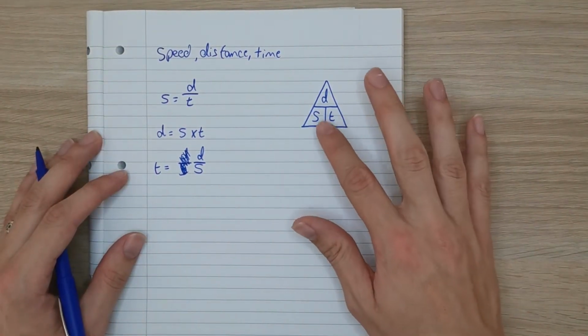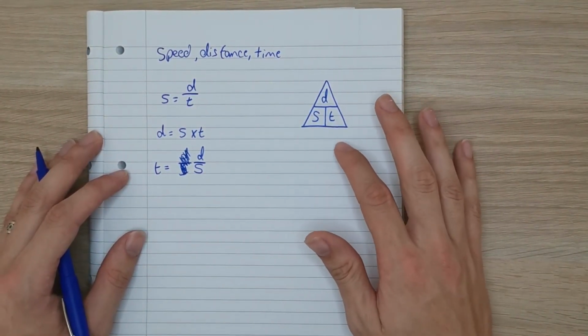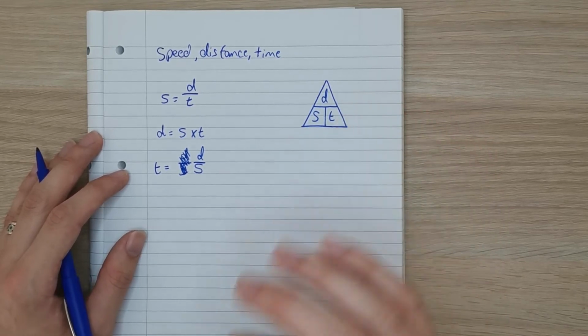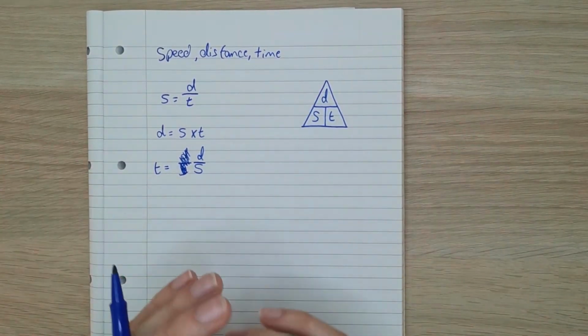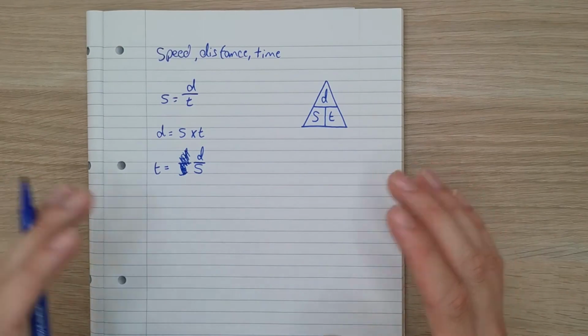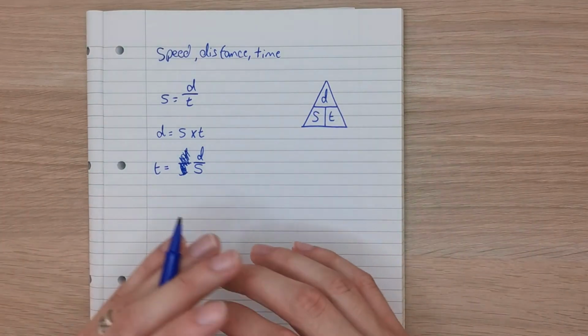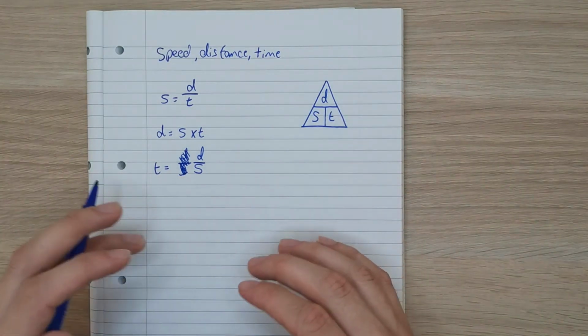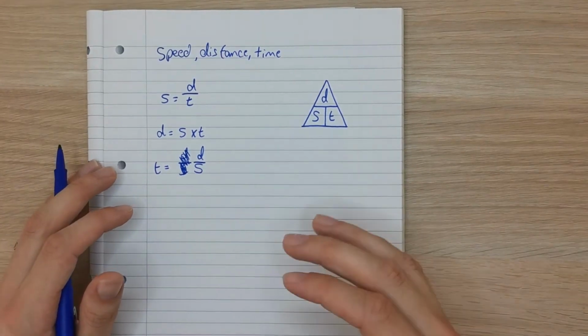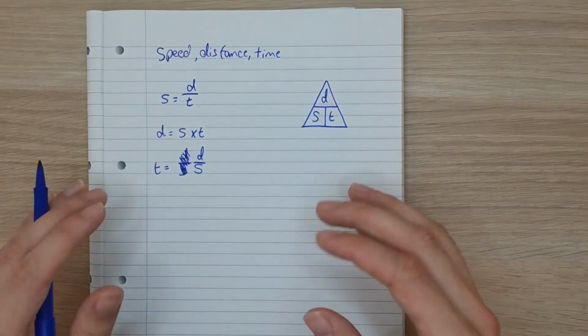This triangle, you need to try and memorize that triangle if you can. It's so useful in all of your exams. In every maths lesson you've got about any speed, distance or time, that equation will pop up all the time. And it's going to be really useful if you can memorize that. So I would definitely recommend memorizing that if you can.